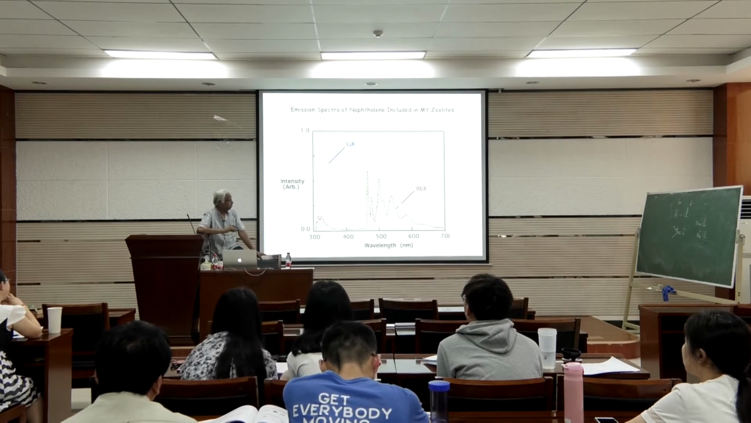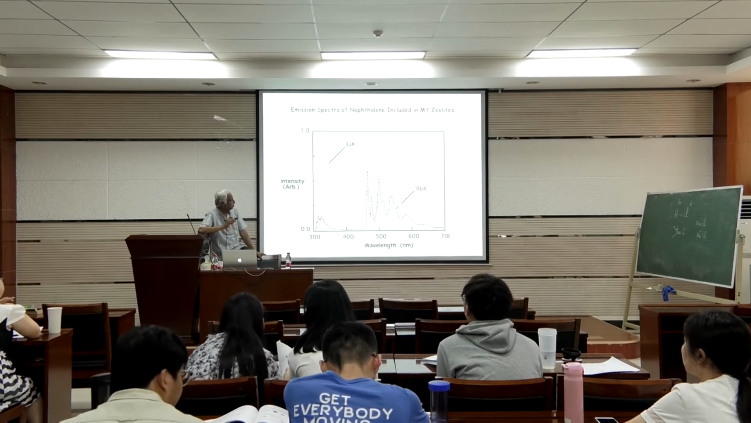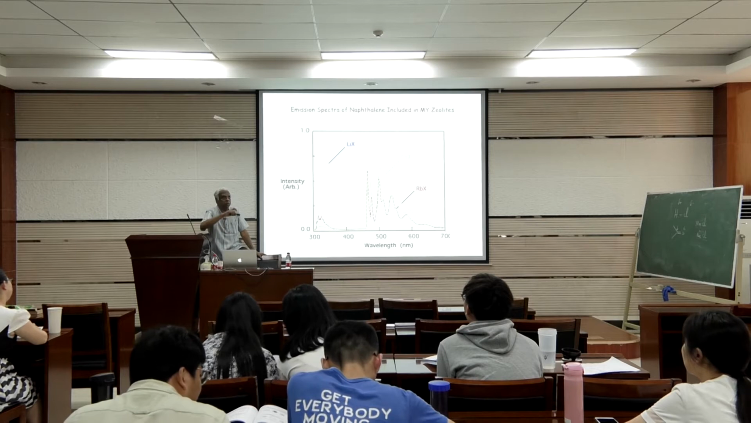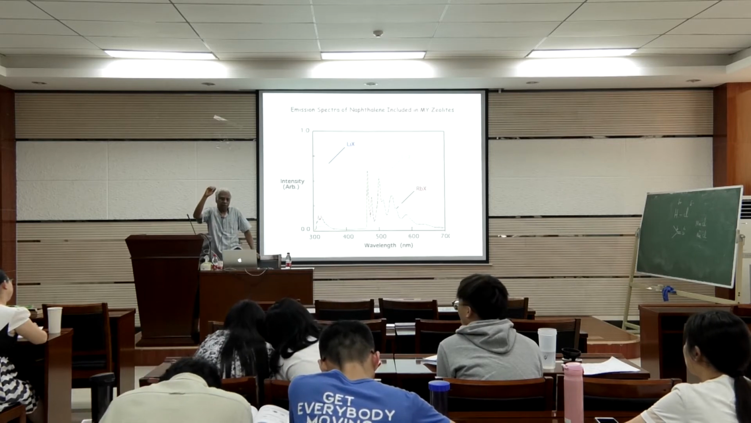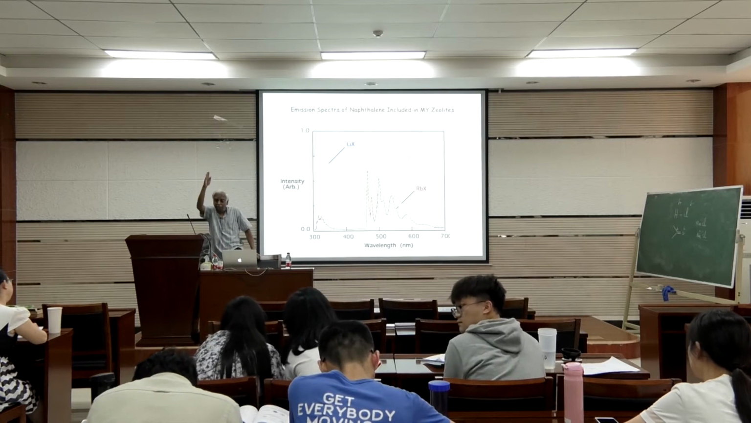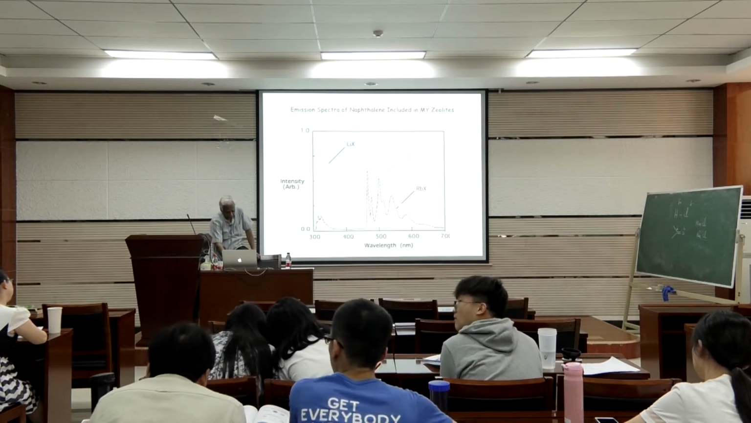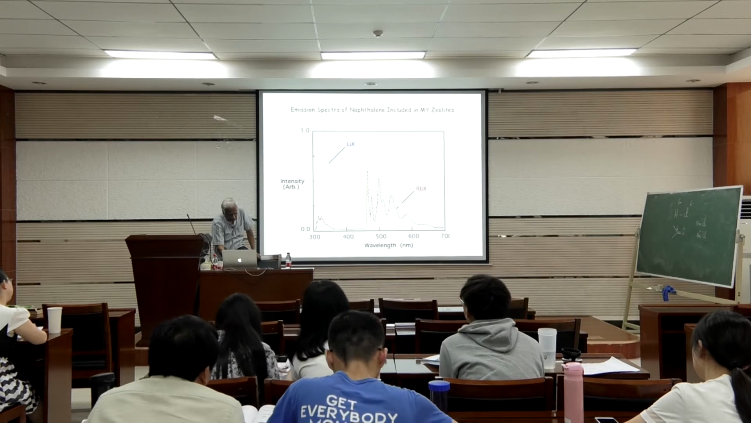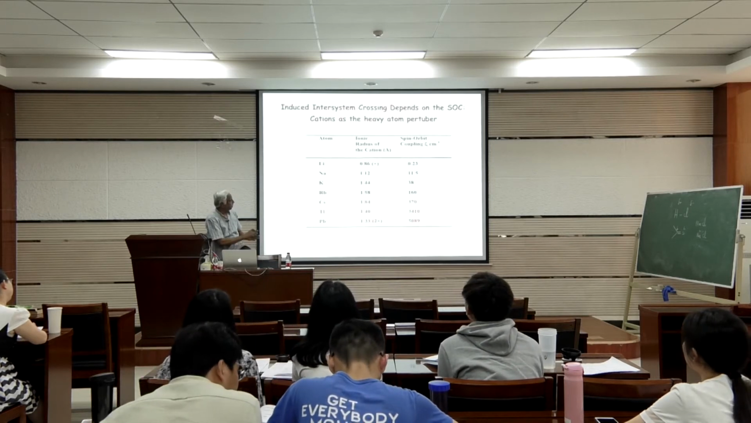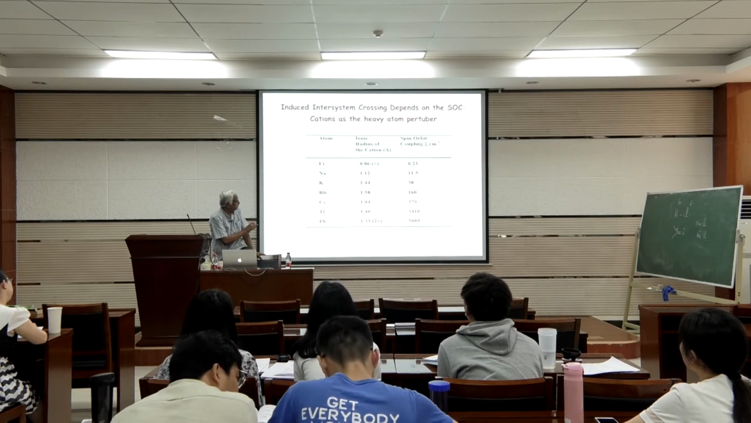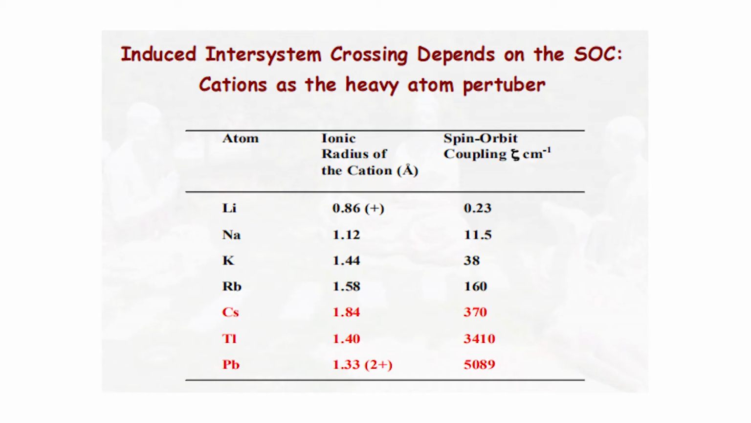Okay. So if we go back to the same table, lithium, and then in the periodic table, sodium, potassium, and then rubidium, cesium, thallium, like that. It goes down the periodic table. And if you go back to this table I showed you, sodium, potassium, rubidium, and cesium, you can see this is 11, 38, 160, 370. So this number is slowly increasing.